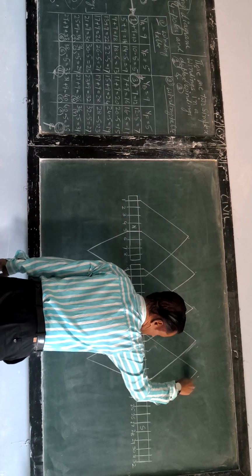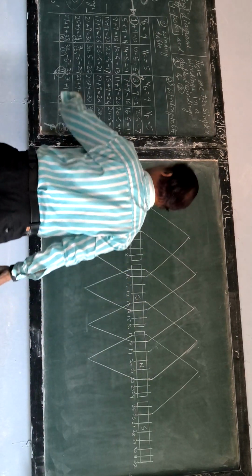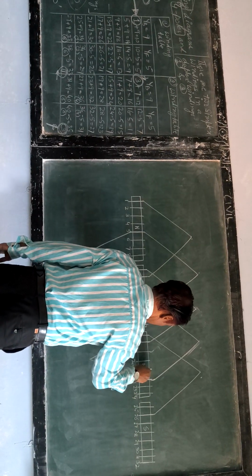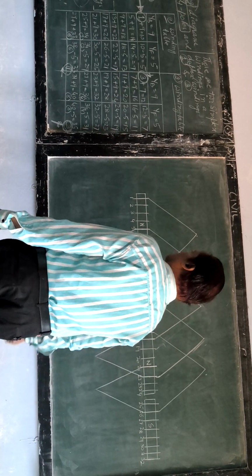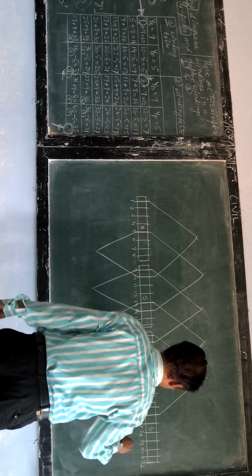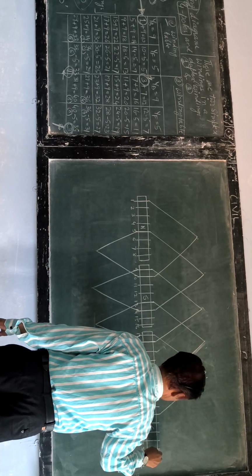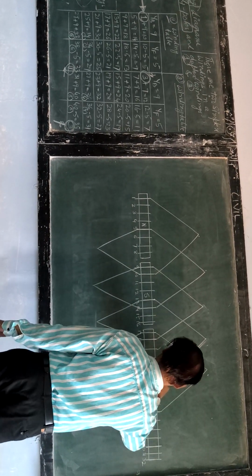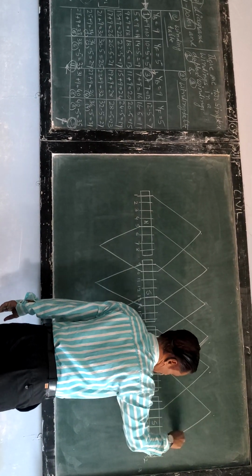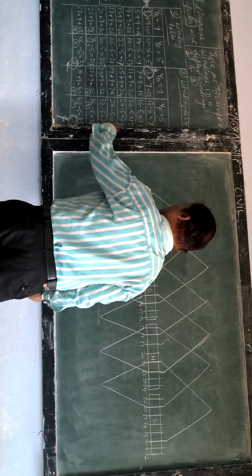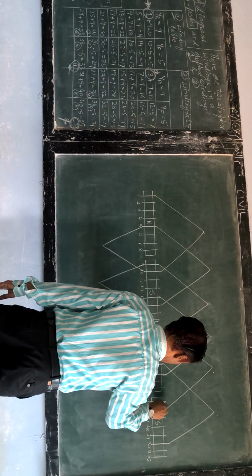26. From 26 it comes back to 20. That is the back pitch. 21 to 30. This is the back pitch and this is the front pitch. 30 comes back to 25.